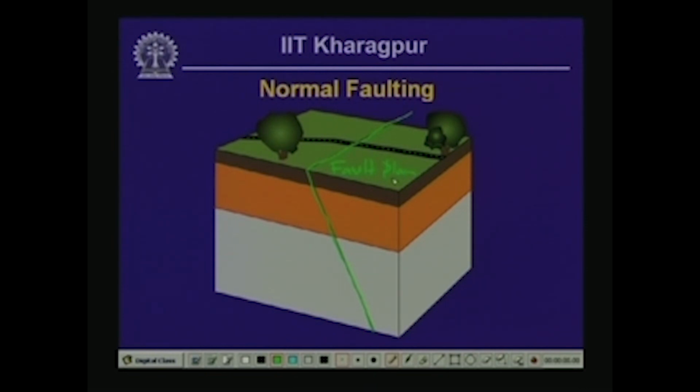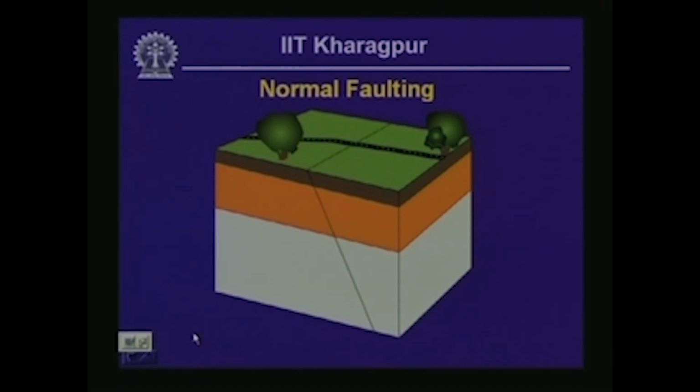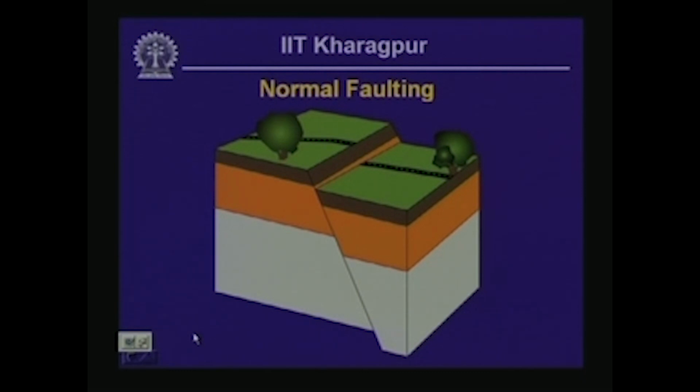Fault plane. Now, the fault plane essentially separates the two blocks on either side, and the two blocks are going to try to move with respect to each other. Let us see what kind of movement we are going to get in normal faulting. Watch the animation here. So, that is how normal faulting is going to develop.